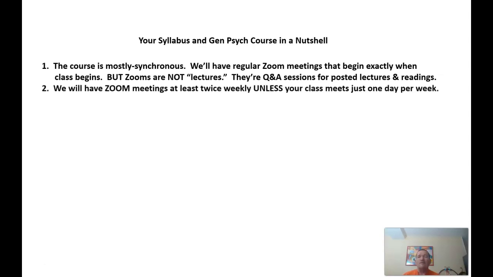Now, we'll have the weekly Zoom meetings at least twice a week. So if you're in a Monday, Wednesday, Friday class, we'll typically do that Monday and Friday. Wednesday will often be a reading day or a video watching day to watch the lecture. But if you're only in my class 1 day a week, obviously we're just going to do that 1 day a week. So typically it's twice a week, Tuesday, Thursday, for example.